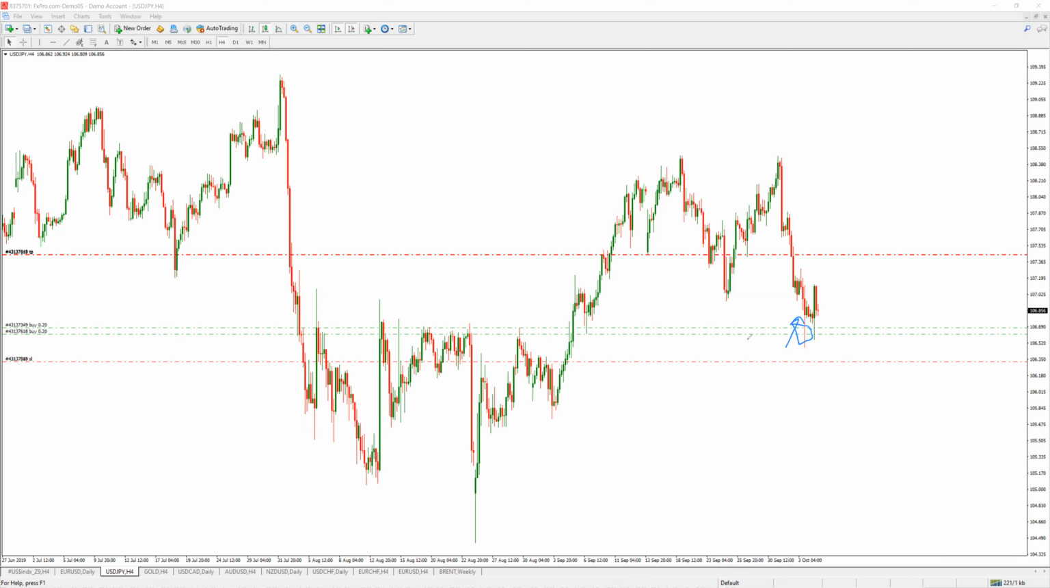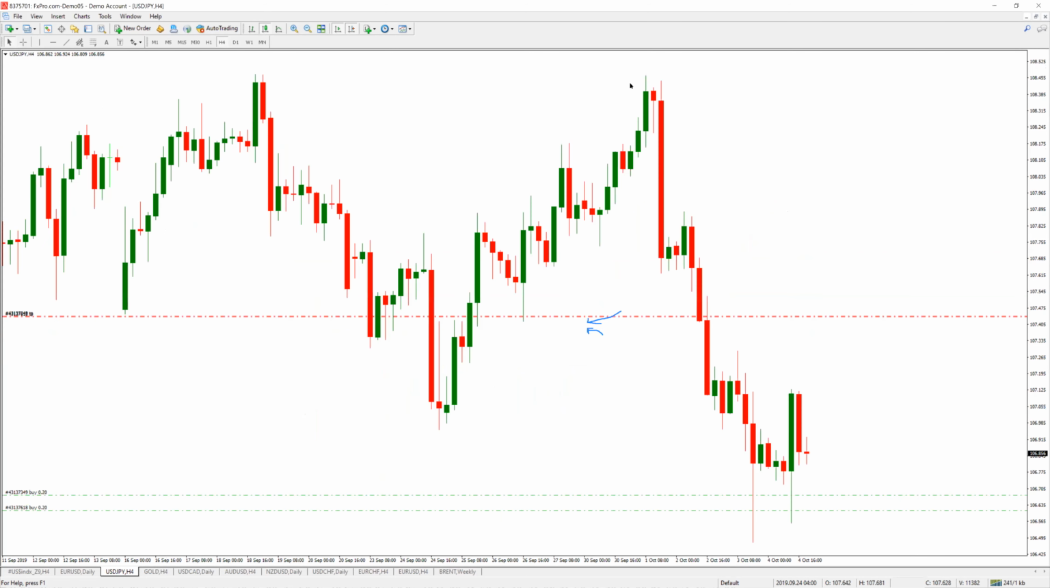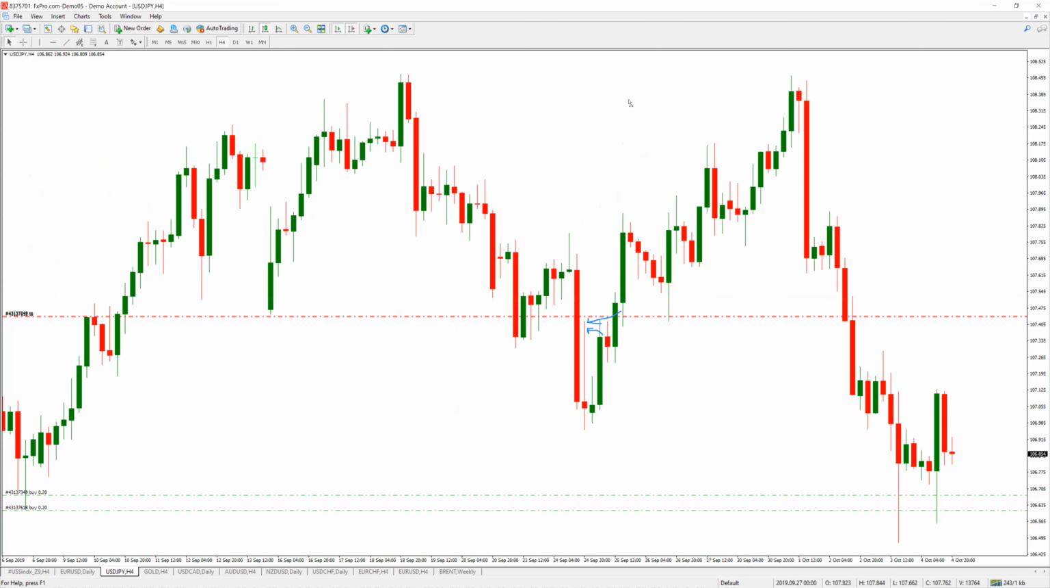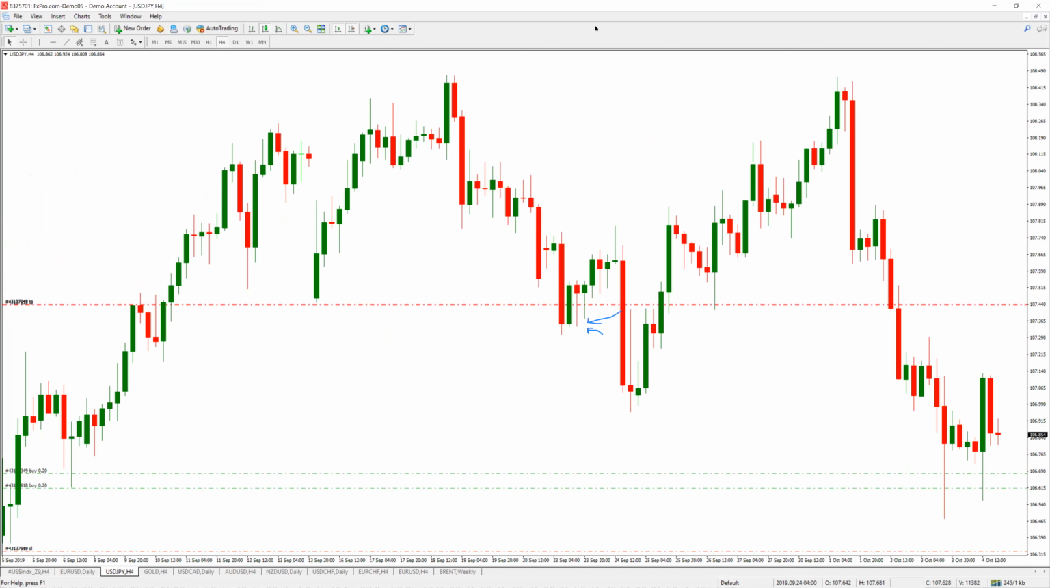How did I get to know about that? Because there was liquidity because of this bullish candle here. You see this bullish candle here? Let me zoom in a bit. There we go. There's this bullish candle here.